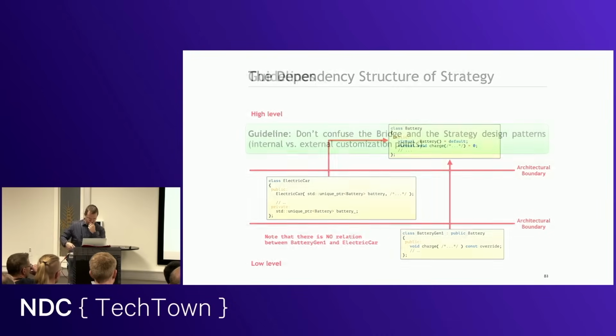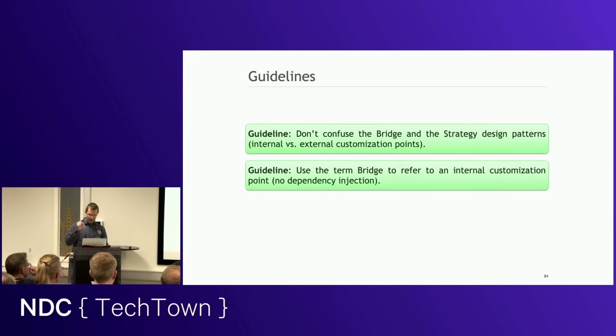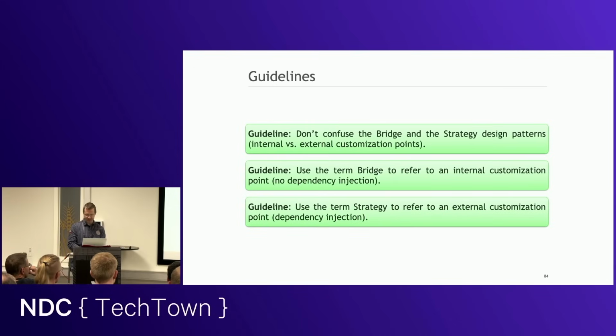All right, so please do not confuse bridge and strategy. And if somebody in some code example explains bridge by dependency injection, please just rethink, say, okay, it's a strategy. So use the term bridge when you do refer to internal customization, no dependency injection. Again, that's the point of a bridge. And if there is a dependency injection, it's very likely a strategy. Not necessarily, but very likely in the example it definitely was. So bridge is about internal customization, strategy about external customization.